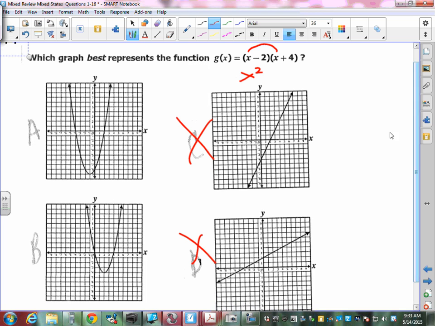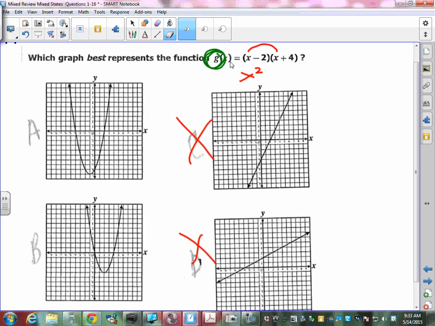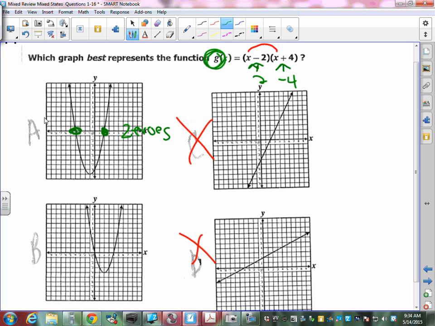Since it's already in factored form, we can look for the zeros, where this is equal to 0 by our zero product property. What zero do we get out of that factor? Positive 2. And what zero do we get out of that one? Okay, and we know the zeros are always where that parabola is equal to 0, crosses the x-axis. So our answer is going to be A or B, because 2 is a zero, negative 4 is a zero.